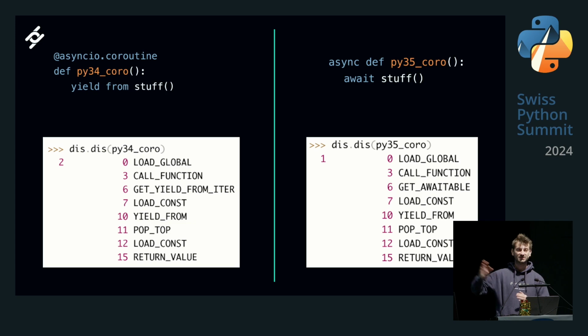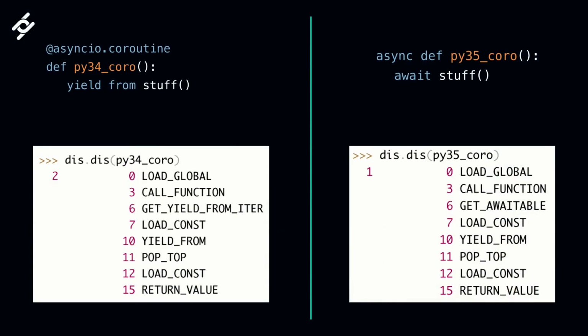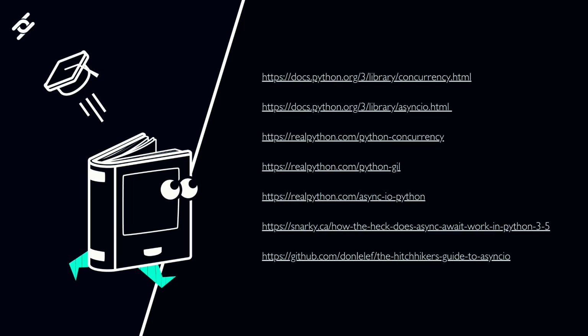Don't believe me? Check this out. So this is the bytecode generated by Python 3.4 with a generator-based coroutine, and the bytecode generated by Python 3.5 with an async await coroutine. Find the difference? There is very little because they are basically the same. That's just because async await is implemented at low level with generators. There are some resources here. If you want to go deeper inside this rabbit hole, I strongly suggest you to do it because it's super interesting.